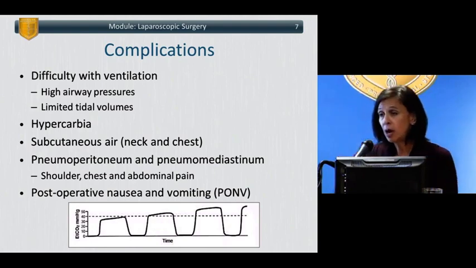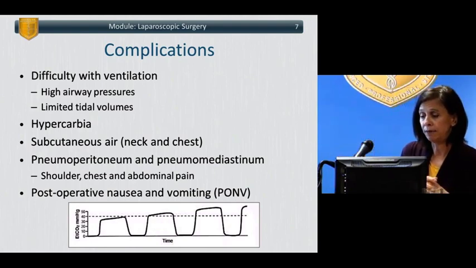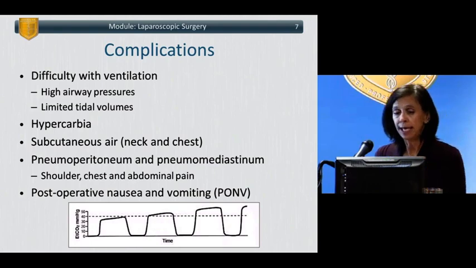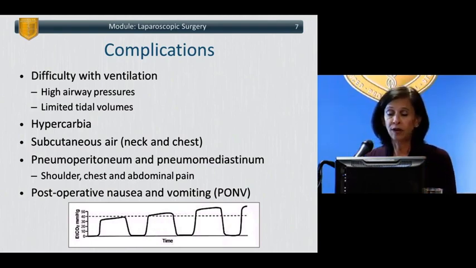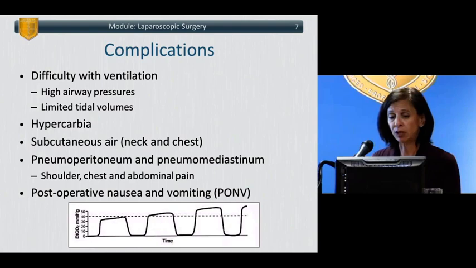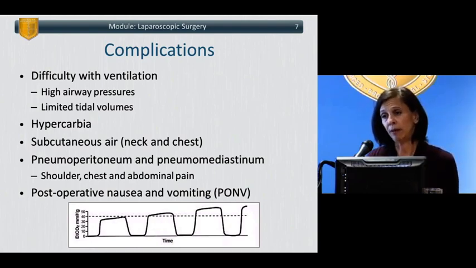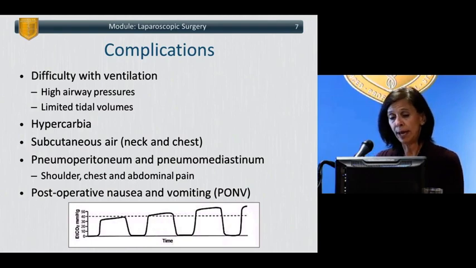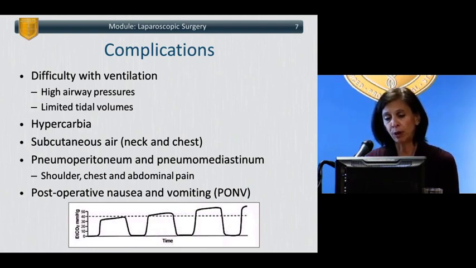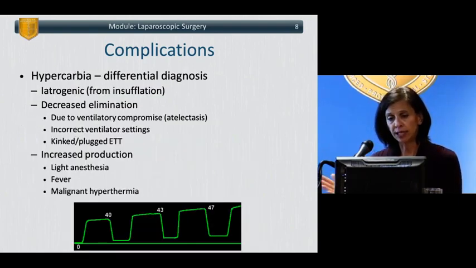However, air that's inadvertently gotten into the mediastinum or into the pleural space can be a problem. First off, the pneumoperitoneum and pneumomediastinum cause increased chest pain, abdominal pain, shoulder pain. It can mimic ischemia or myocardial infarction, and it can impact venous return and decrease cardiac output and blood pressure. Laparoscopic procedures also are associated with a significant risk of post-op nausea and vomiting, so all the other things that apply about doing prophylaxis are important for these procedures.